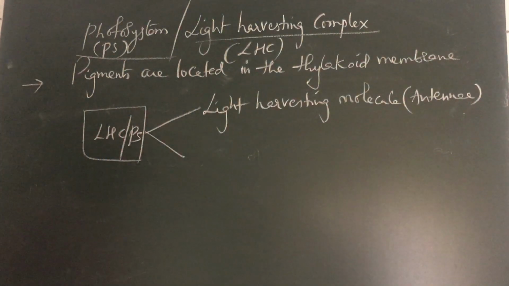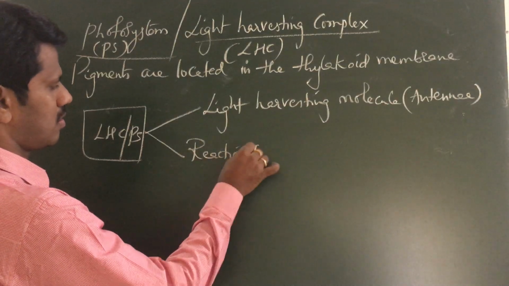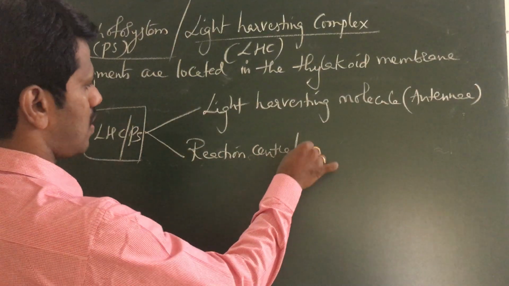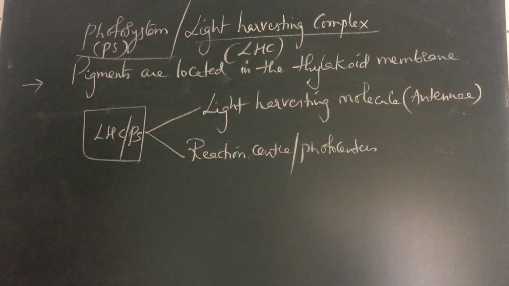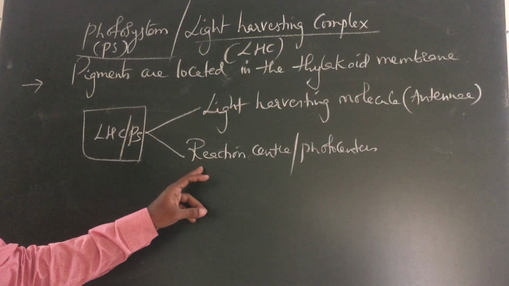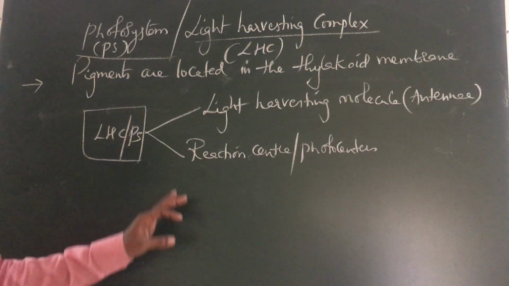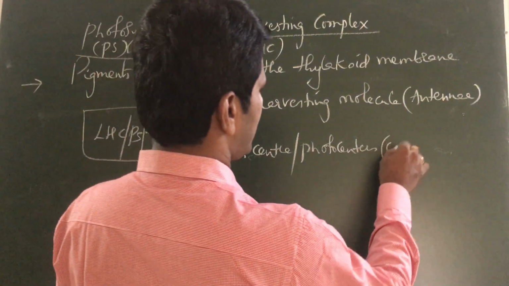Light harvesting molecules, the antenna, and the reaction center or photocenter. This reaction center varies in different photosystems. So the second part of the light harvesting complex is the reaction center or photocenter, which consists of chlorophyll A.